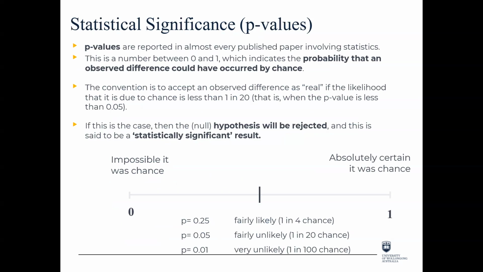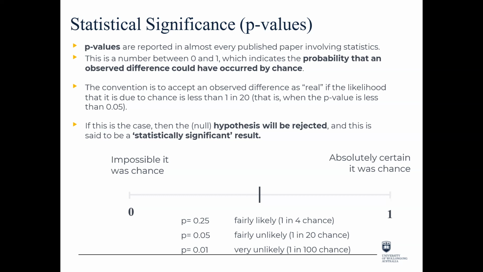Statistical significance and p-values. P-values are reported in almost every published paper involving statistics. This is a number between 0 and 1, which indicates the probability that an observed difference could have occurred by chance. The convention is to accept an observed difference as real if the likelihood that it is due to chance is less than 1 in 20, so that is when the p-value is less than 0.05. If this is the case, then the null hypothesis will be rejected and it is said to be a statistically significant result. On that scale, 0 tells us that it was impossible that any change happened by chance, whereas a score of 1 would be that it's absolutely certain that it was by chance, so it's not significant.